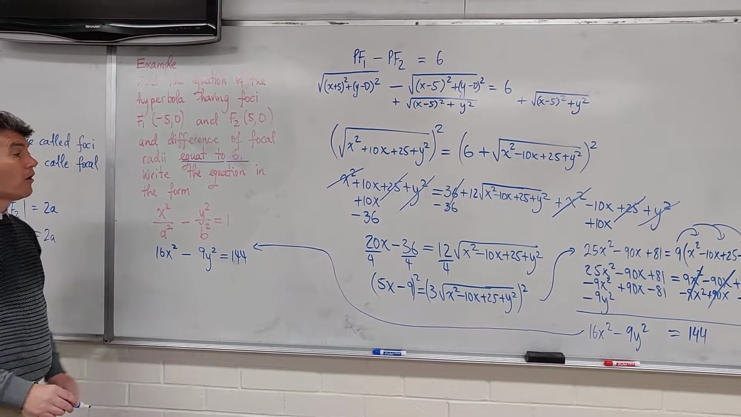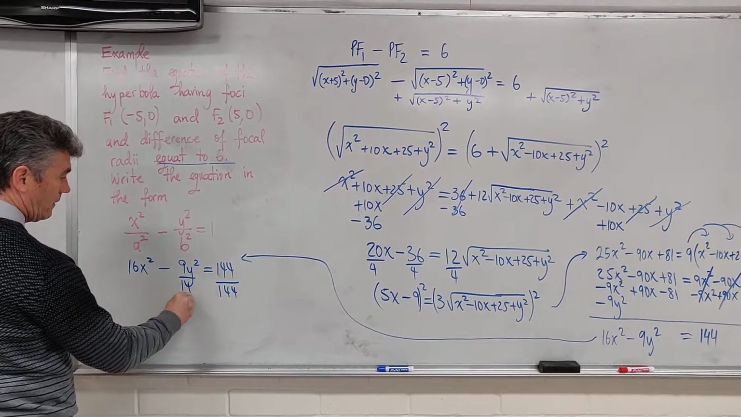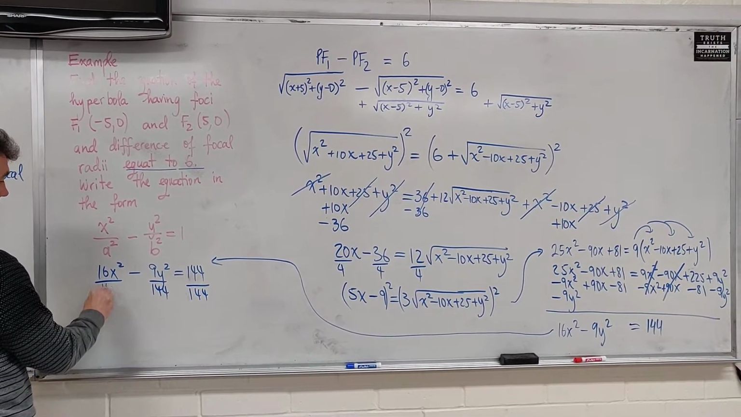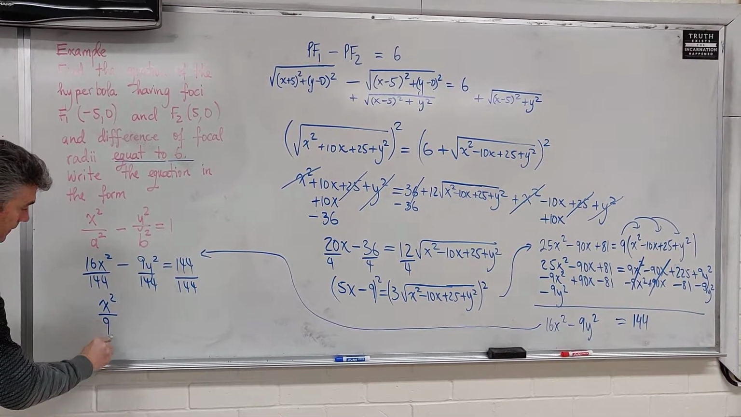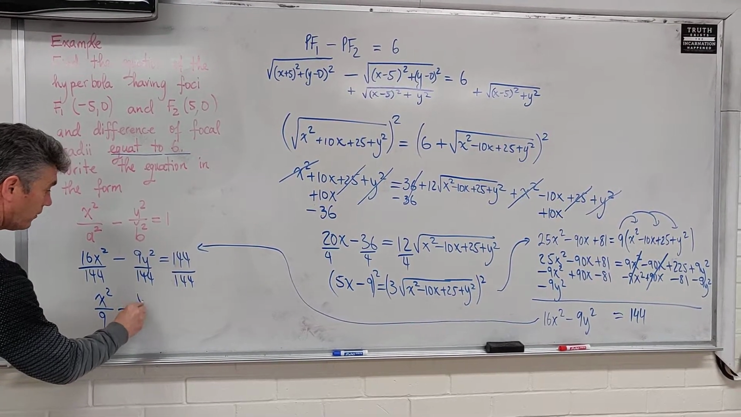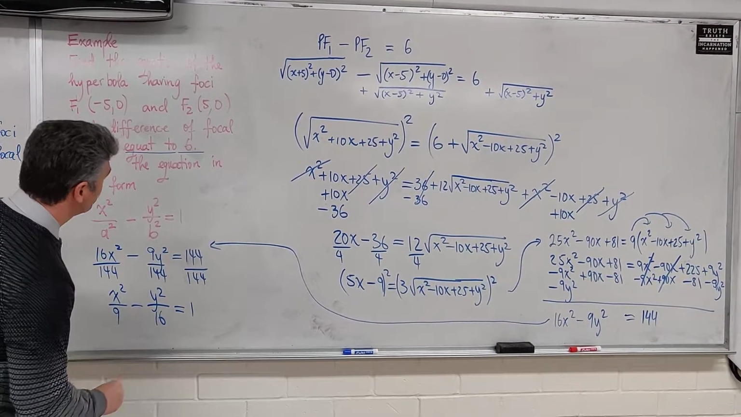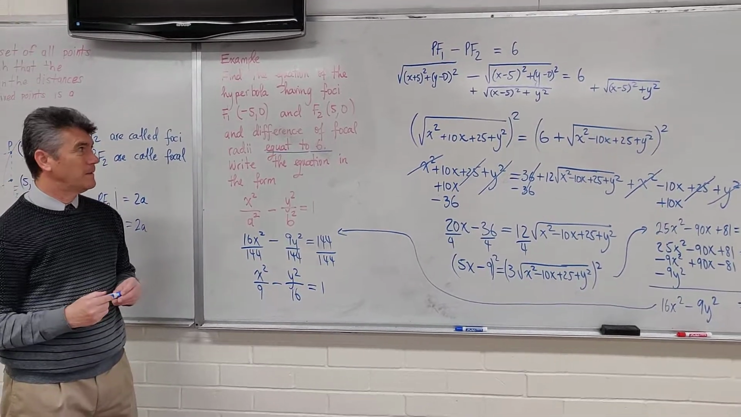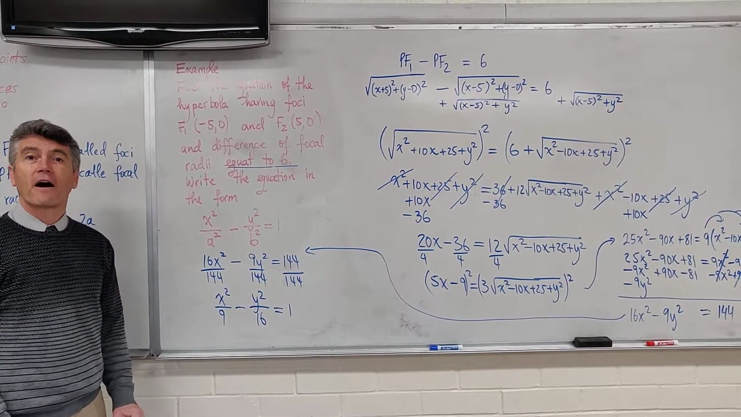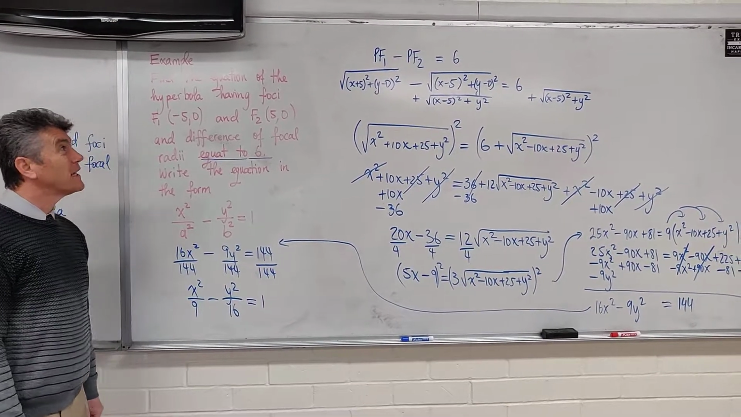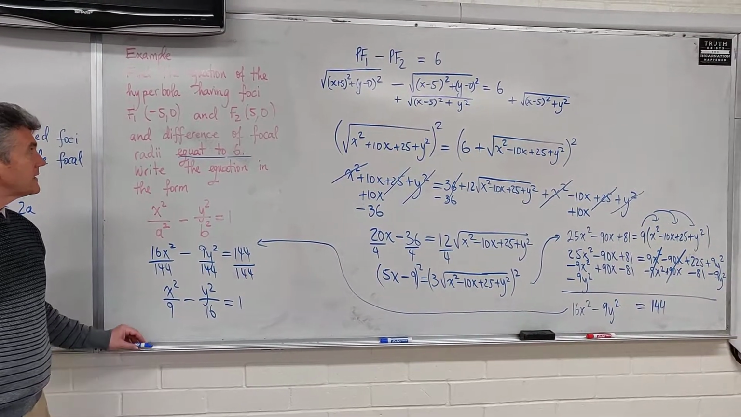So to get a 1 on the right side, we divide everything by 144. And we are done. The ordeal is over. We survived it. We're ready to look at some characteristics of our hyperbola. Okay, I'm going to repeat this one more time. This is not how you will do the problems on the homework. We will provide you with formulas so that you cut this time in half. And that's it for this example.